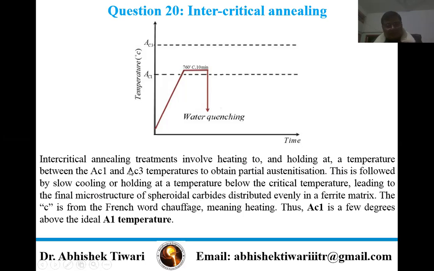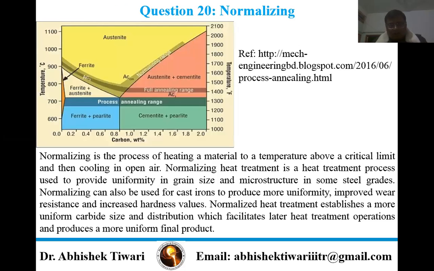The term Ac: why is it called Ac1, not A1? Ac1 is just a few degrees above the ideal A1 temperature, and c is from the French word chauffage. Chauffage means heating. Okay, chauffage, heating. Now normalizing.